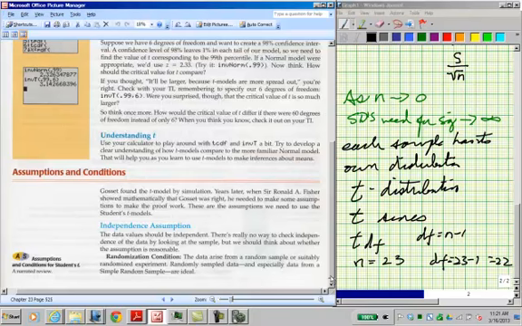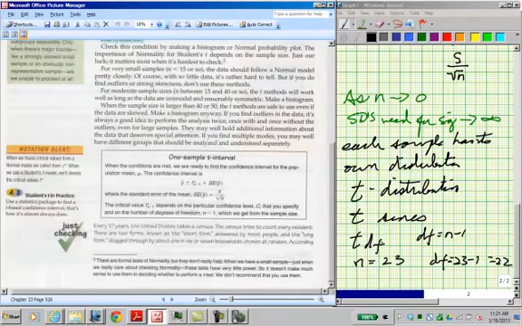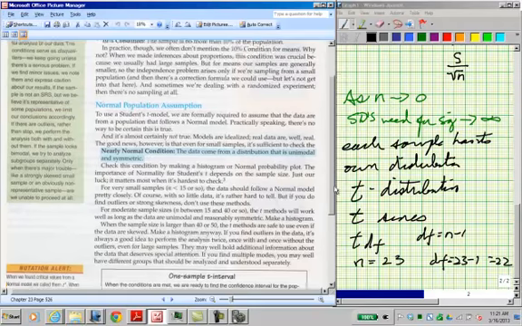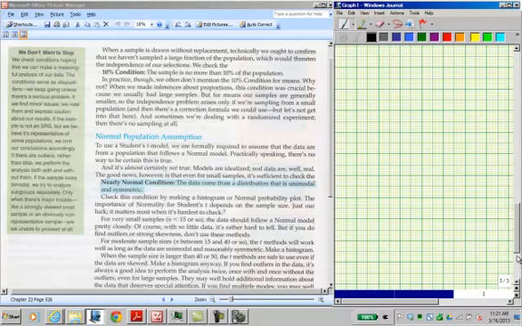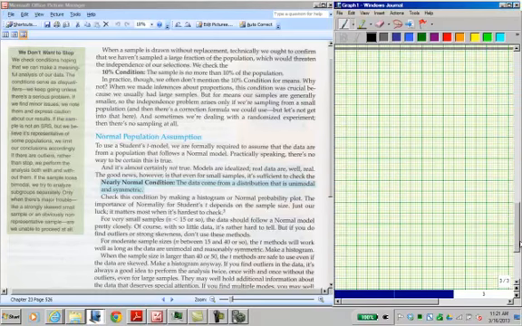So it's got to be random and independent. Okay, that's always the case. Now, the 10% condition. We usually don't worry about the 10% condition because the samples are usually so small. With categorical data, we get these huge samples, thousands and thousands. That's not going to happen with quantitative data.